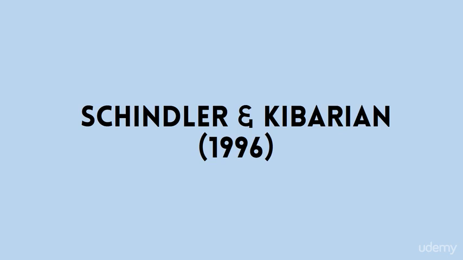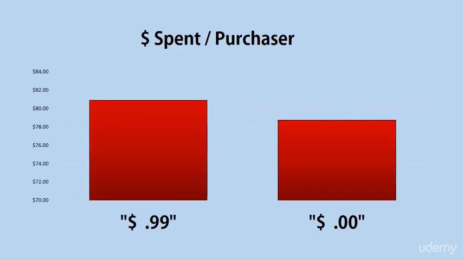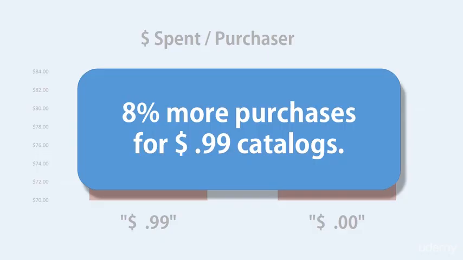And here's what they found. For the people who got the 99-cent price version of the catalog, they went on to spend more money per person than people who got the round ending version of the catalog, showing how that little change can have an impact on people's actual purchasing behavior. In fact, people made 8% more purchases for 99-cent versions of the catalogs than the round number.